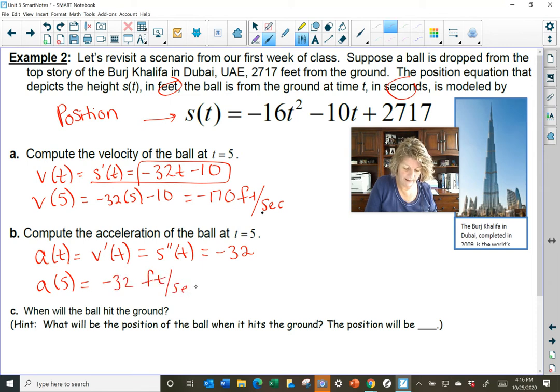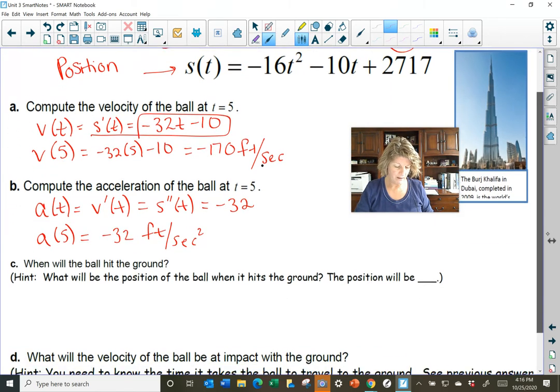Does anybody recognize this, especially if you're in physics right now? That's the effect of gravity, isn't it? Yep, this is acceleration due to gravity.